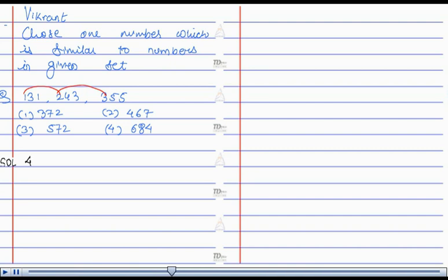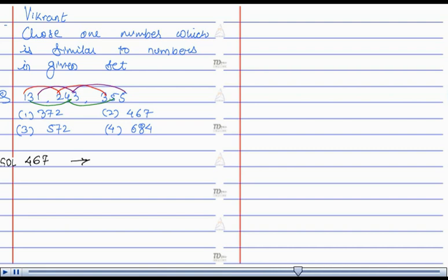And similarly, we have a pattern of 3, then we have 4, then we have 5. So the next number will be 6. Similarly, if you look at the pattern of 1, then we have a gap of 2, 3. Then we have a gap of 2, 5. Then again there will be a gap of 2, and then we'll be having 7.